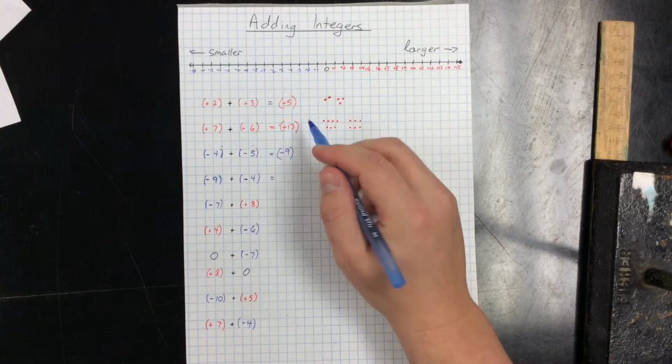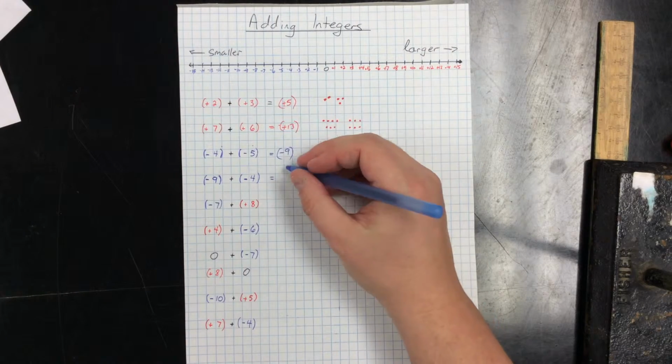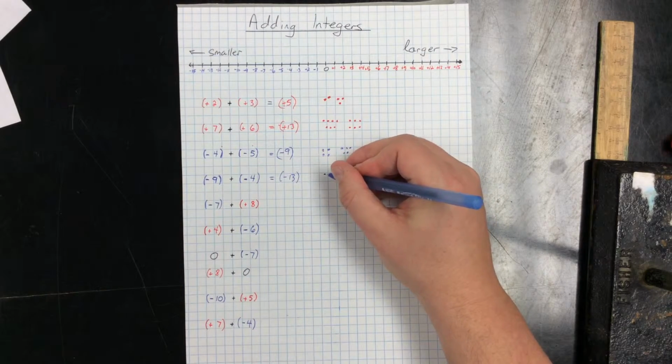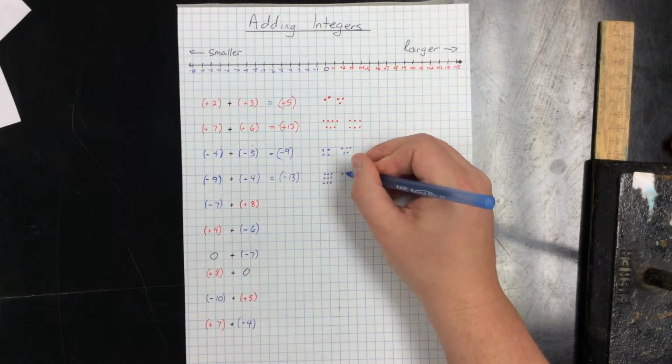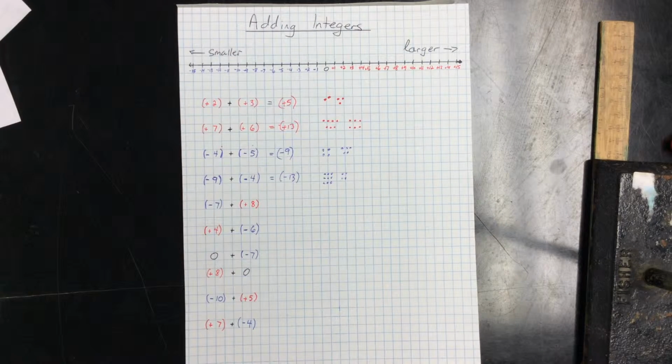Alright, so we have negative 9, and we get 4 more. 1, 2, 3, 4. We end up at negative 13. So we had 9 negatives, and we got 4 more. We end up with 13 negatives.